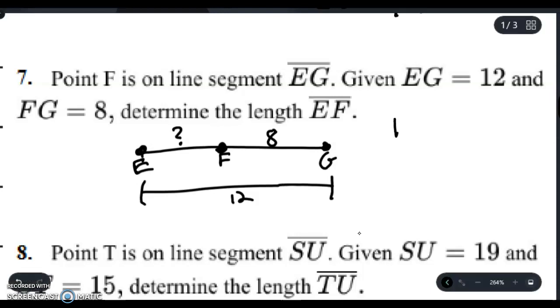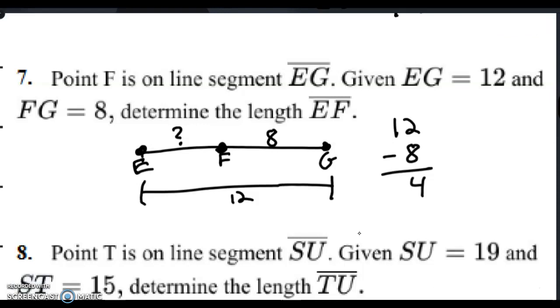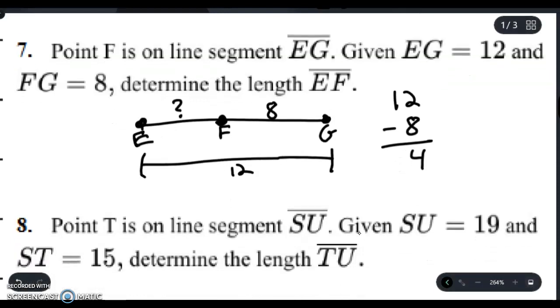Well, I'll just do 12 minus 8, and I get 4. All right, 12 minus 8 is 4. And that's it. Let's do one more here.